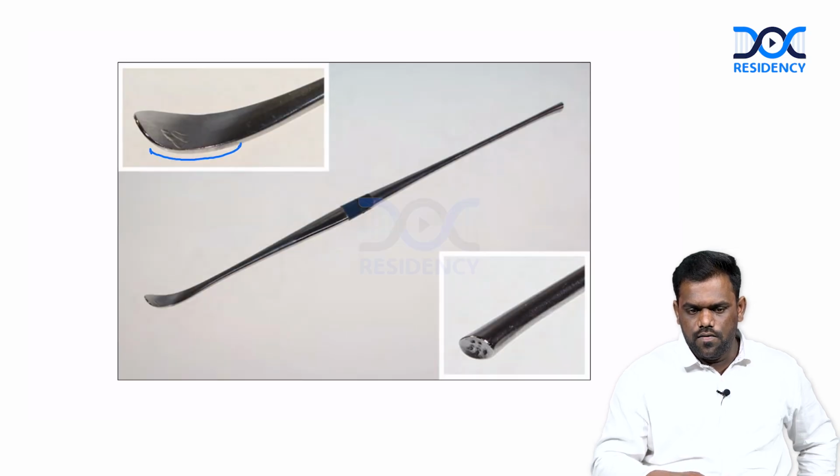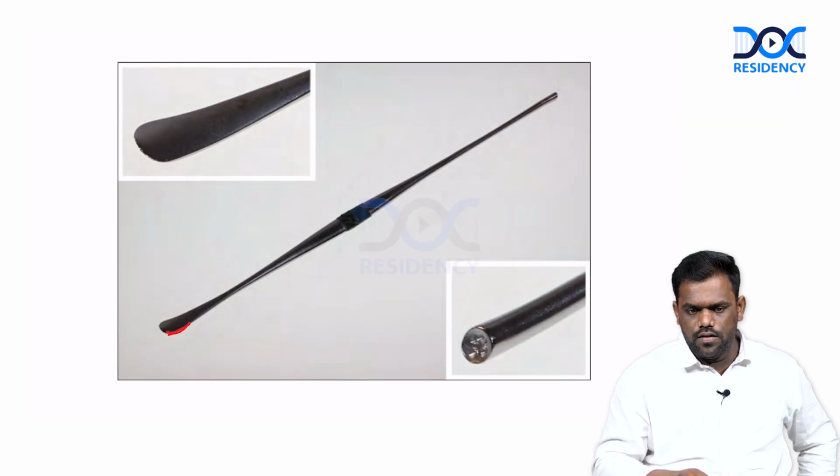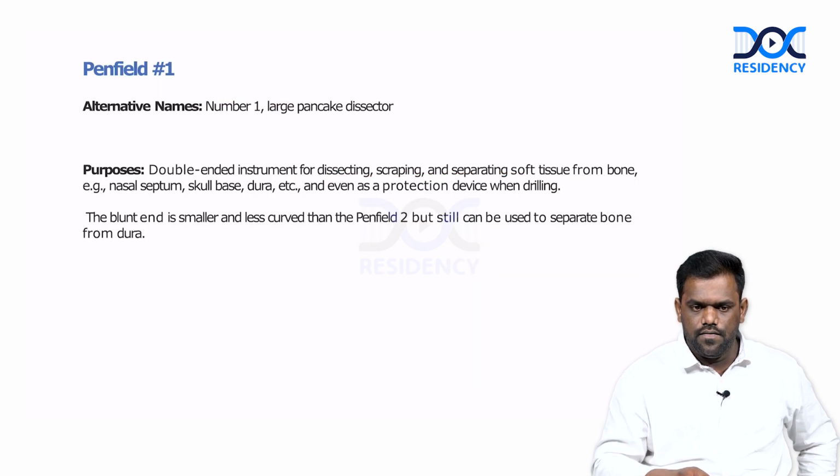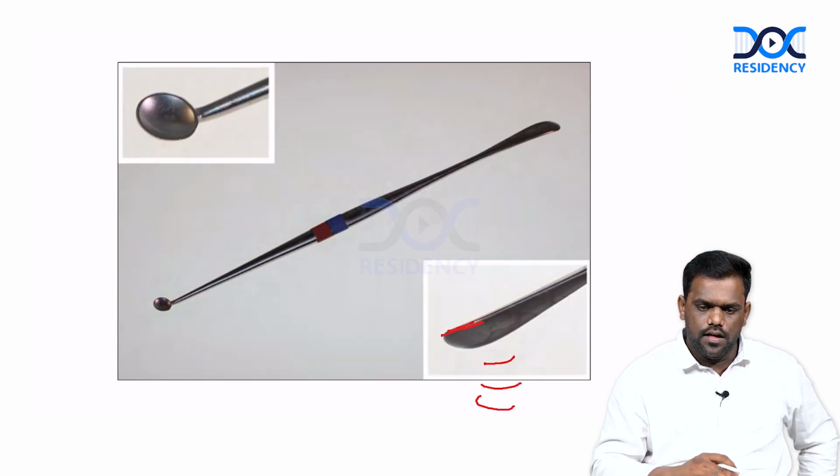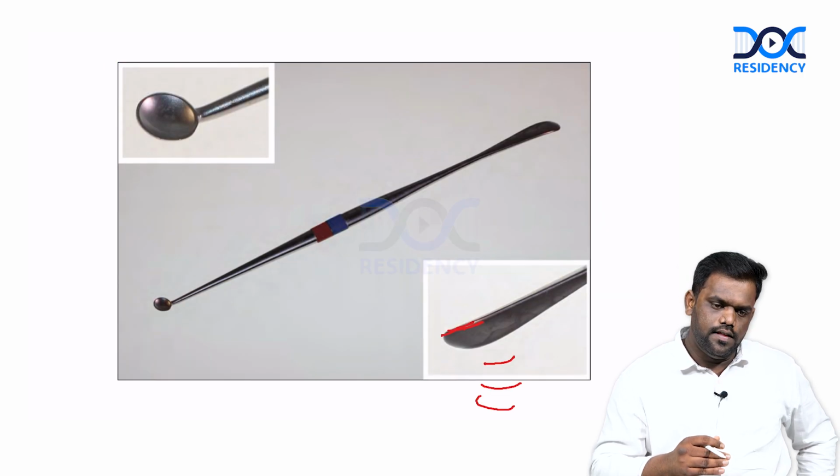That's Penfield 4. This is Penfield 3, where the curvature is more than the Penfield 2. The Penfield 2 has lesser curvature, and this is Penfield 1, which has a different opposite side.